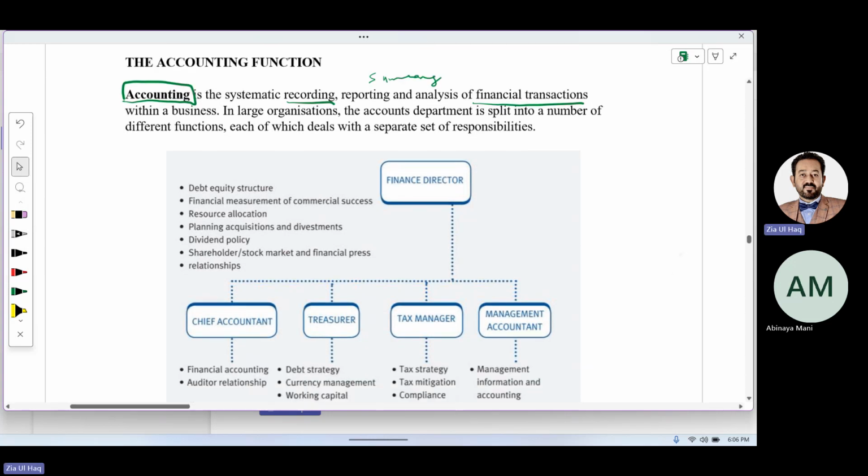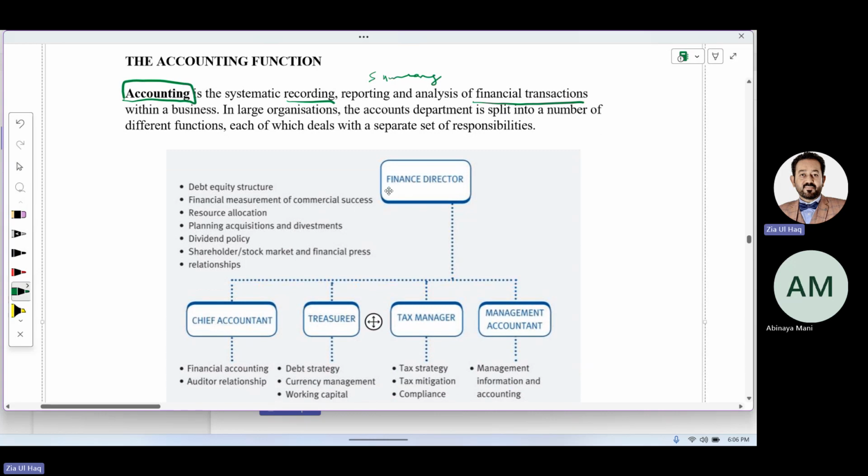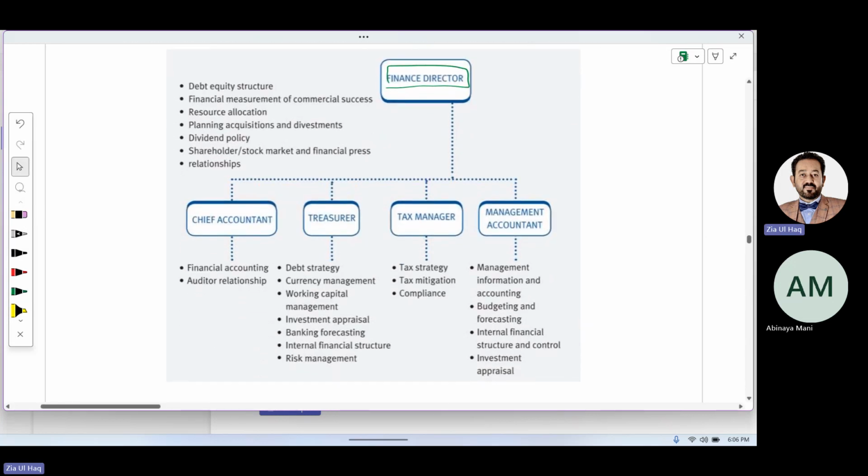So what is the function of accounting in business? To manage the accounting function in a business, there is a finance director. Under the finance director, there are different managers, different persons who are managing different functions of accounting. There is one person called chief accountant or accountant, whose main role is to prepare financial statements as well as help the company auditor in audit.